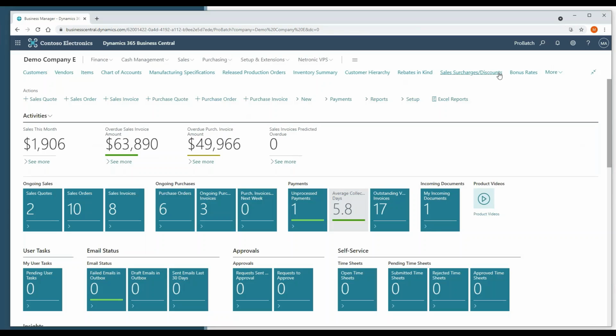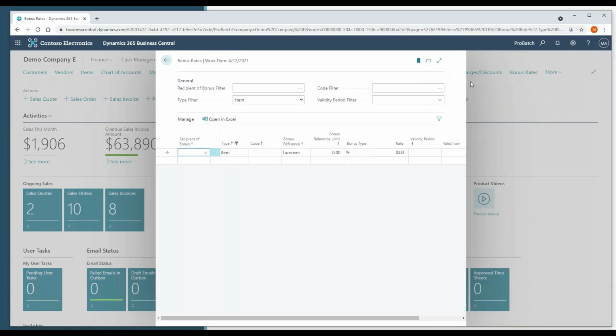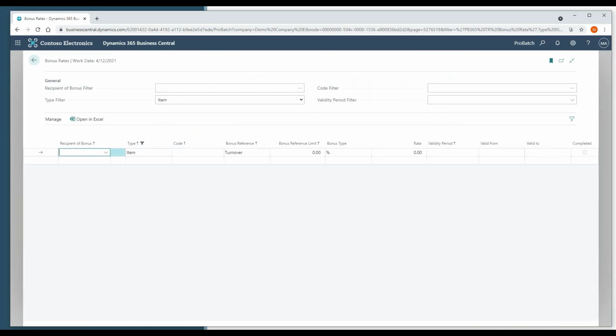All right, let's look at bonuses then. So a bonus is really a non-item that would be given to a customer or accumulated to a customer based on the same sort of criteria as that in-kind. So the in-kind rebate is about an item going back to the customer. A bonus is really about a non-inventory item being accumulated to a customer.